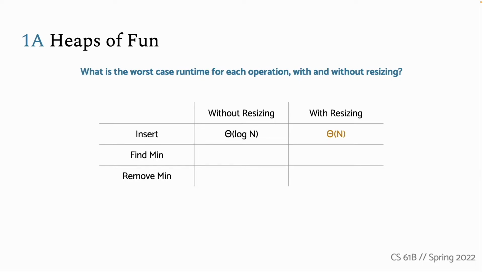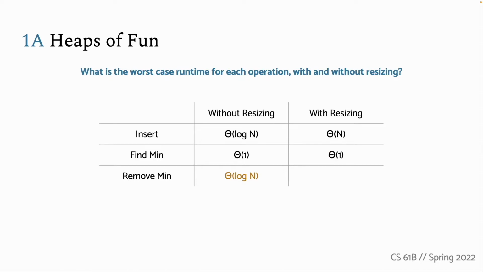Now when we look at find min, for a min heap, find min will just be us pointing at the top element of the heap. It won't involve any special operations, so it's just constant time. We don't have to move anything around, we don't have to search. The top element of our heap will always be the minimum in a min heap. Similarly, even with resizing, because we're not adding anything, we won't have to worry about our array getting bigger. So it'll still take constant time.